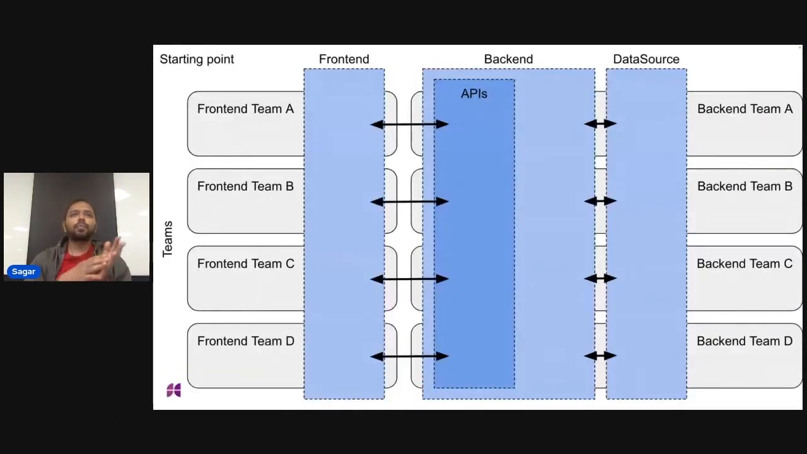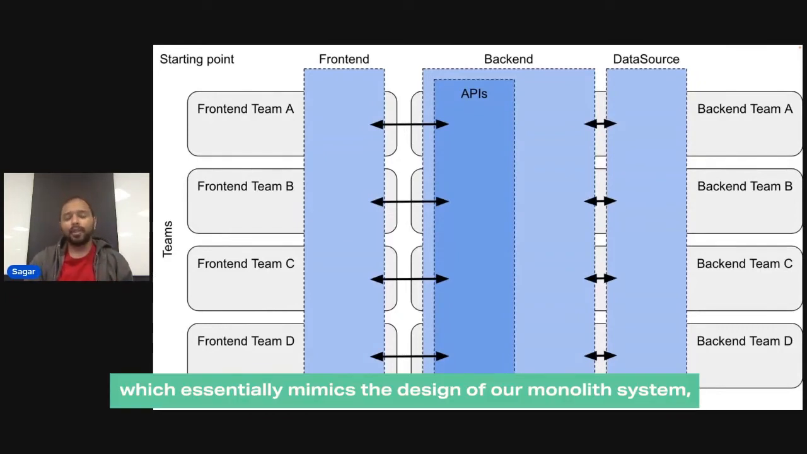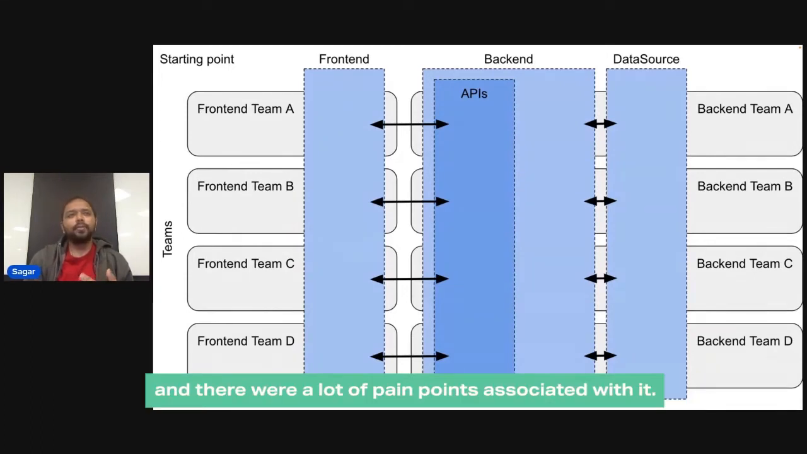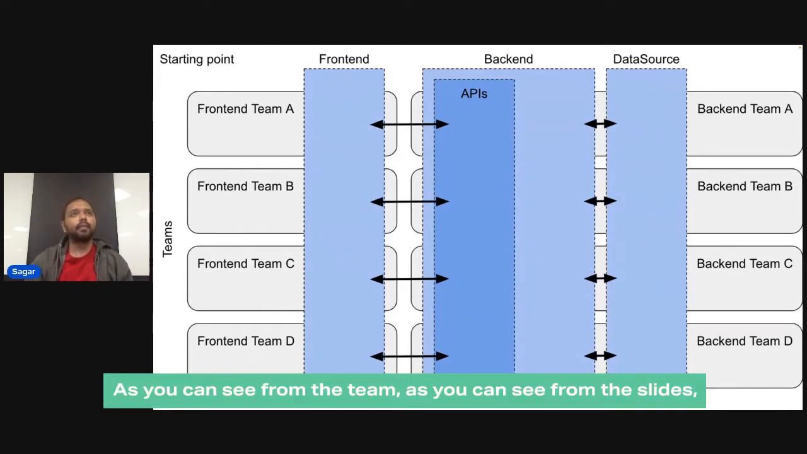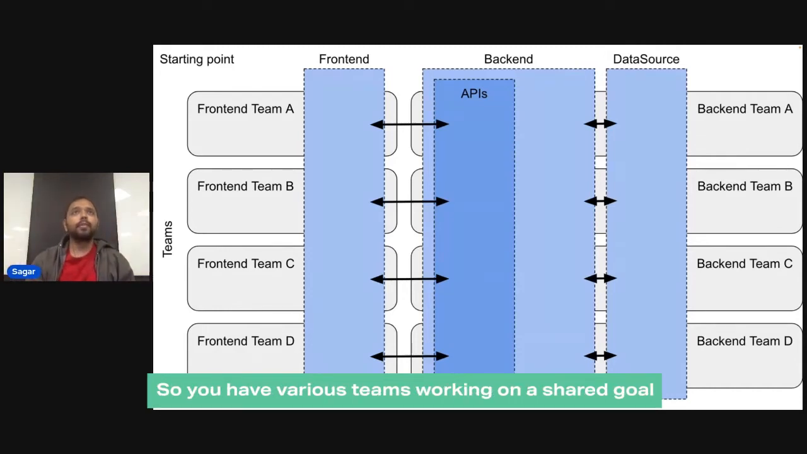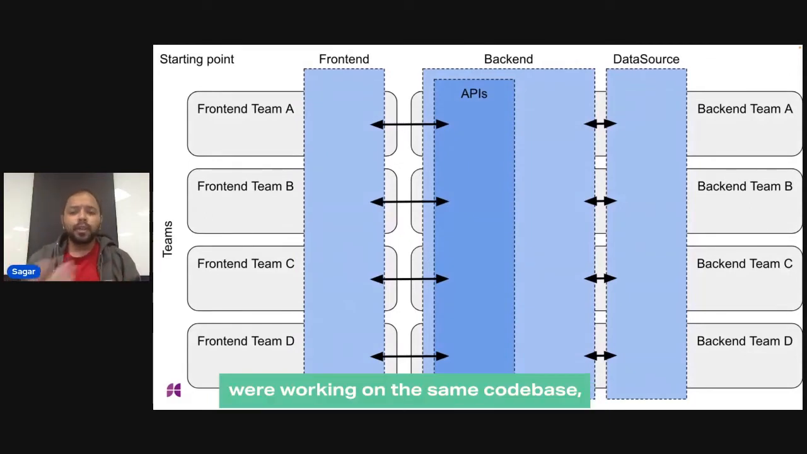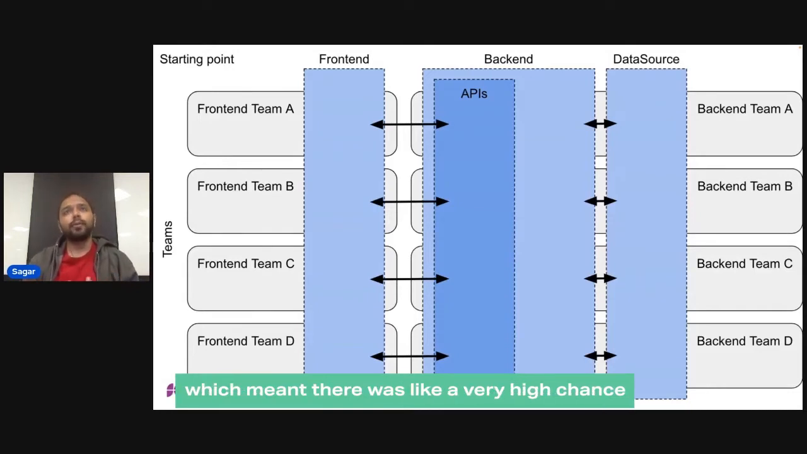Initially, this is how our teams looked, which essentially mimicked the design of our monolith system. And there were a lot of pain points associated with it. As you can see from the slides, the whole stack is composed of monoliths. You have various teams working on a shared code base on the front end, and similarly a shared code base on the back end. But you had separate teams working on the front end and back end. All teams were working on the same code base, which meant there was a very high chance that we were stepping all over each other's toes.